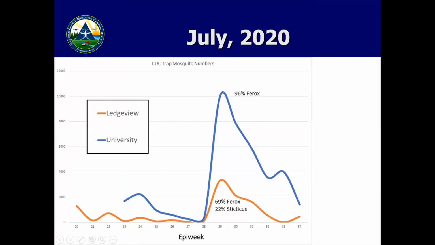University Road is in blue, and it went up over 10,000, with 96% of those being ferox. And Ledgeview, while it went up to 3,500, was certainly a lot less than University Road, with 69% ferox and 22% Stichticus, and it ended up dropping off fairly quickly afterwards.